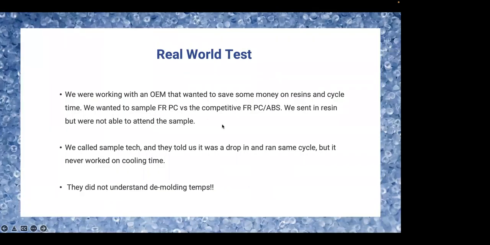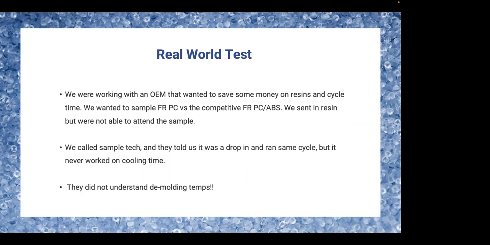So we did a real world test. I was working with an OEM that wanted to save money on a cycle time. They were running a FR PC ABS, and we sent in an FR PC to compete against it. I was not able to attend the sample, but I did call the sample tech, and they said, oh, it was great. It was a drop-in resin, ran the same cycle. I said, did you run a cycle time faster or cooling or anything? And he goes, nope, I just dropped it in.